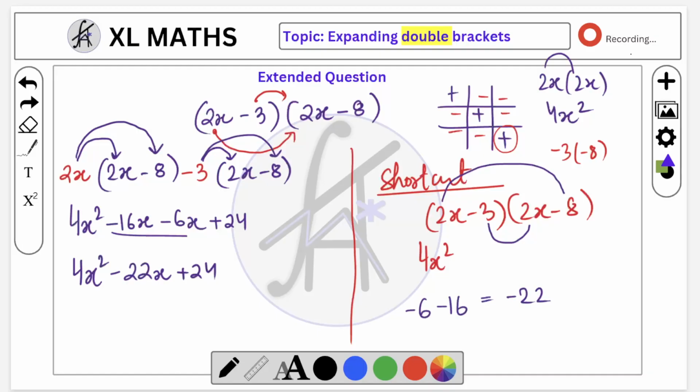Now the last step is the same as earlier. We're going to be taking the numbers from both the brackets, which is minus 3 and minus 8. That gives us positive 24. Correct? We are multiplying that. Okay, so you take this number, minus 22 with x, and just copy down 24. And I think we have the same answer.